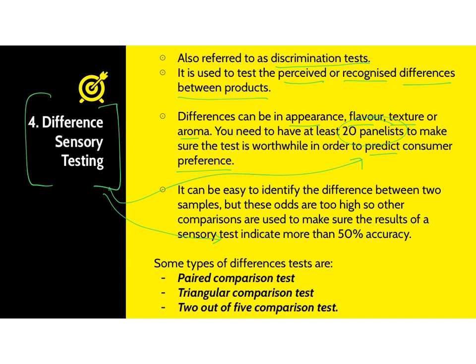Now, there are a number of different types of sensory tests, and these examples are shown at the bottom. A paired comparison test is an example, a triangular comparison test, or a 2 out of 5 comparison test. And we will be looking at these on the subsequent slides.